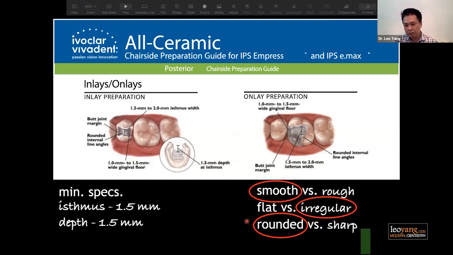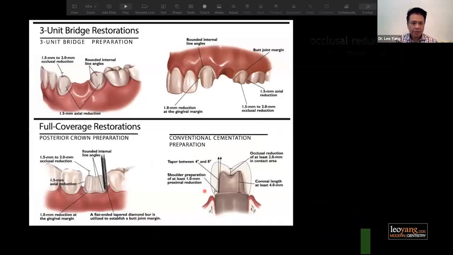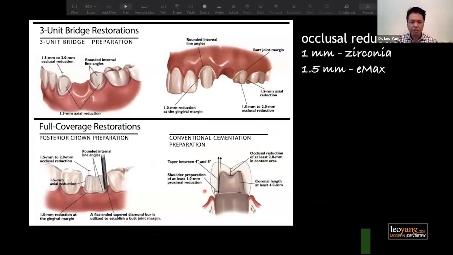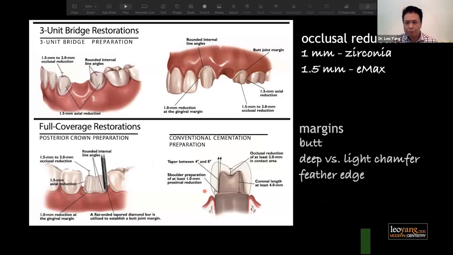And for sure, internally, you want things rounded versus sharp because you don't want to have any sharp corners for any stress in the material. Now, if you look at the crown preparations here, the occlusal reduction nowadays with zirconia, the usual recommendation is around 1.0 millimeter in zirconia thickness. And I know that you can probably get away with a little bit less than that.